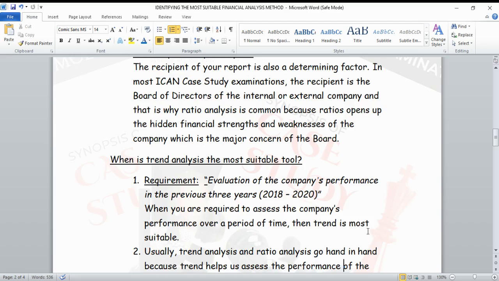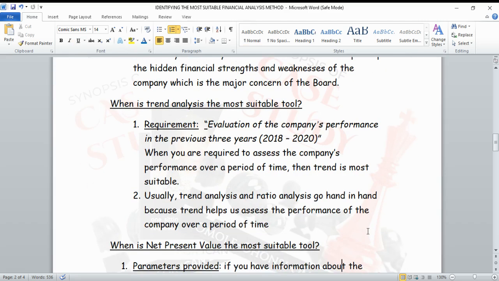The next tool that they are likely to test is the trend analysis. So how do I know trend analysis is the most suitable tool? The first one is the requirement. The requirement also matters a lot. So when you have something like evaluation of the company's performance in the previous 3 years.